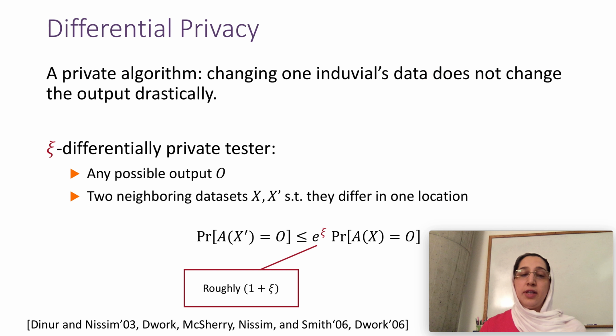Now let's define differential privacy. An algorithm is called private if changing one individual's data point in the dataset does not affect the output of the algorithm drastically. More formally, for a given output O and two datasets X and X prime that only differ in one location, the probability of outputting O should not blow up if I change my input from X to X prime.